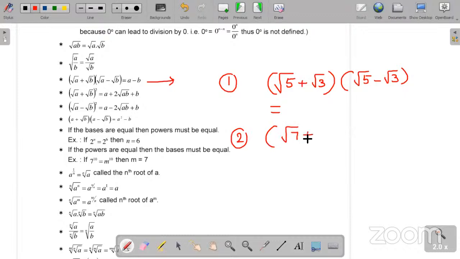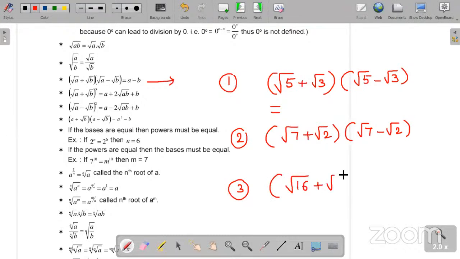Root 7 plus root 2, multiplied with root 7 minus root 2. Third one: root 16 plus root 15, multiplied with root 16 minus root 15. What is your answer?